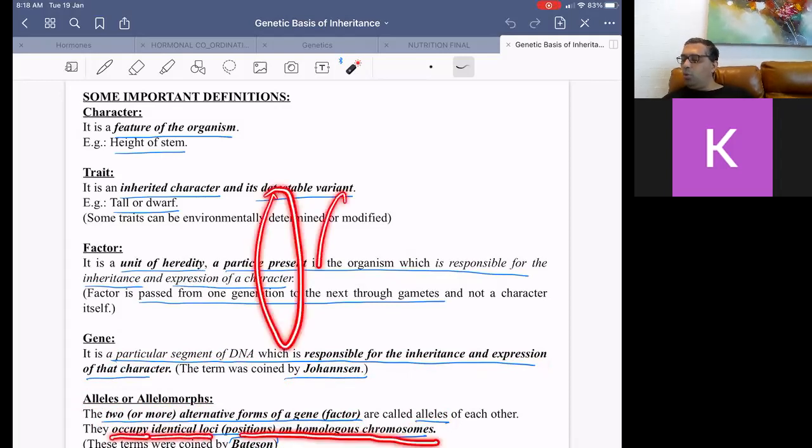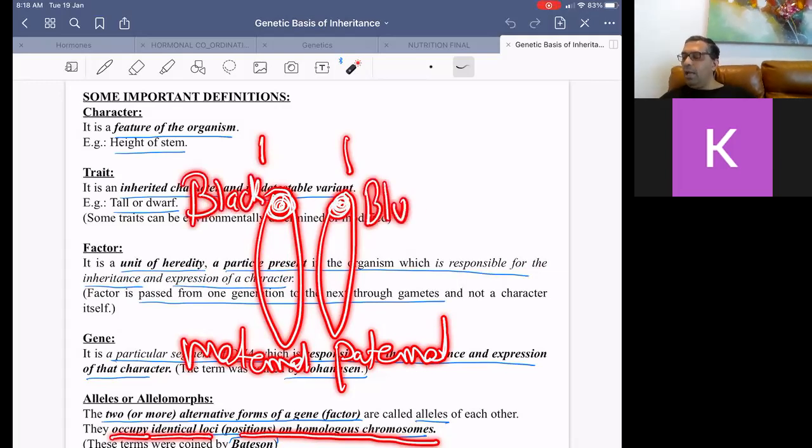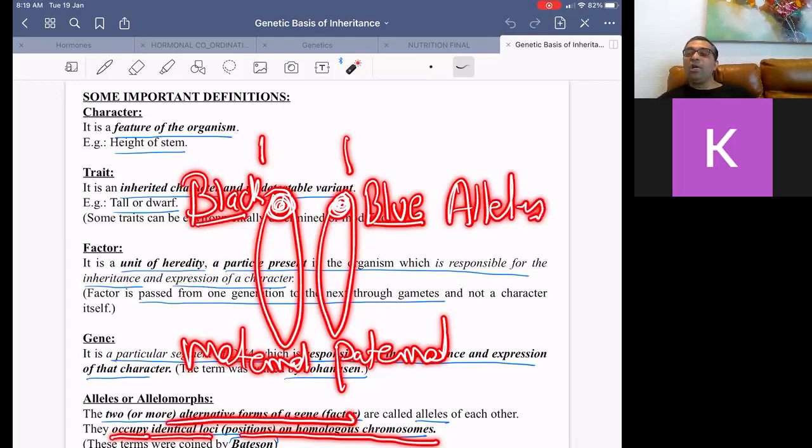So this is chromosome number 1 maternal, and this is chromosome number 1 paternal. And on them we have the gene for color of eye. This is black color of eye. This is blue color of eye. So these are called alleles, meaning they are alternative forms of a gene or a factor. These are the black color and blue color alleles for color of eye.